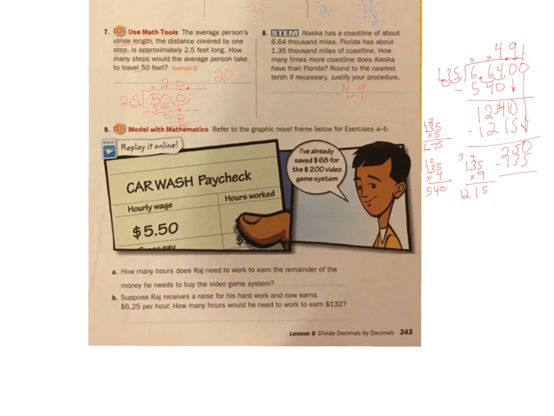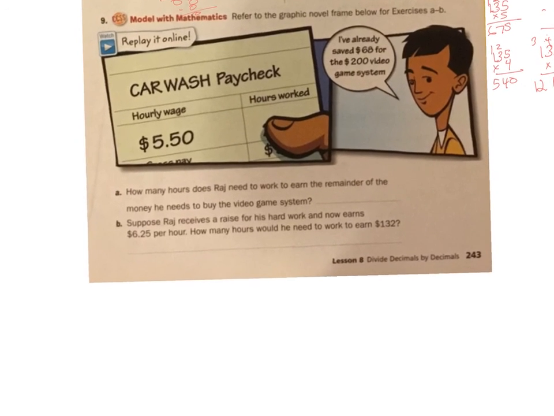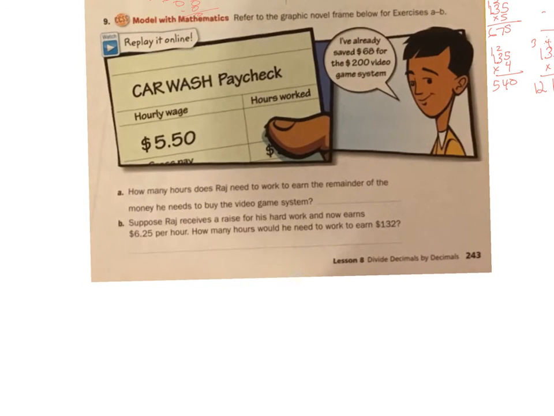Whoa, sorry about that. Okay, we got a problem here where someone wants to get a video game system. He's already saved $68. The total cost is $200. So let's see how much he has left to get. It's a $200 video game. I'm going to take away what he already has, which is $68.